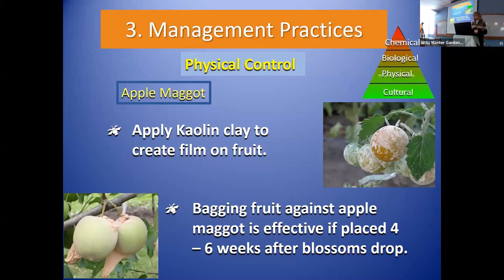Also, it might be that you would need to bag your fruit for apple maggot. So if you decide to bag, you're preventing the fly from getting down and ovipositing into the egg. The idea is that you would want to bag it 4 to 6 weeks after blossom drop. You would want to have it in a bag by then.